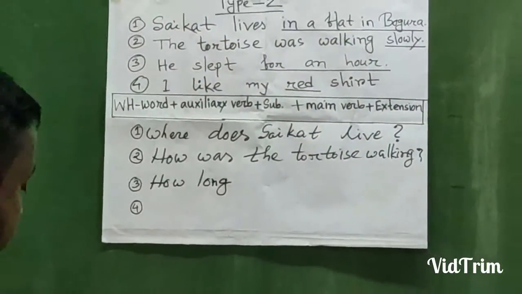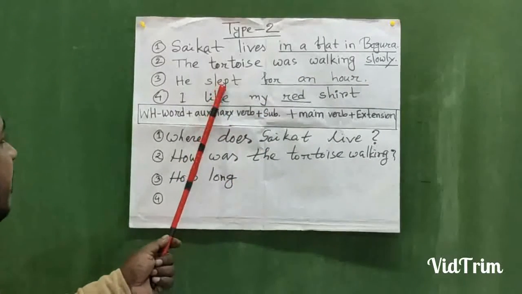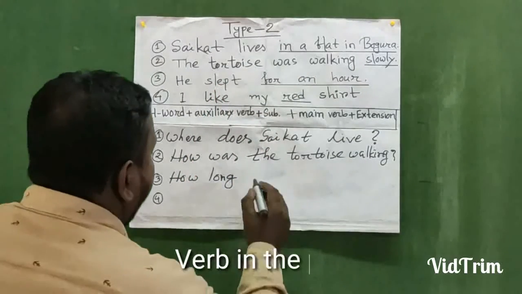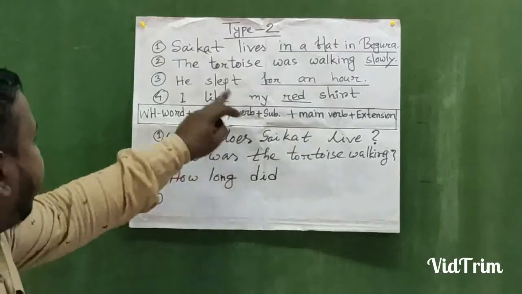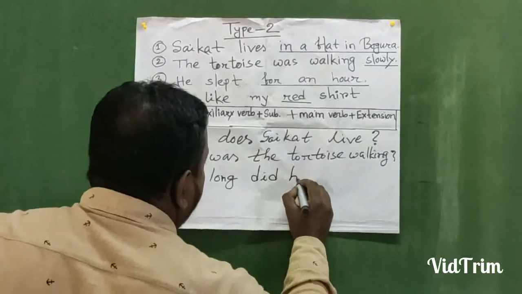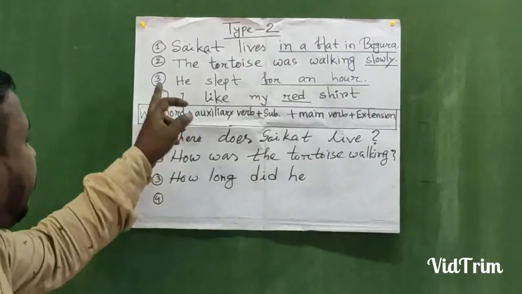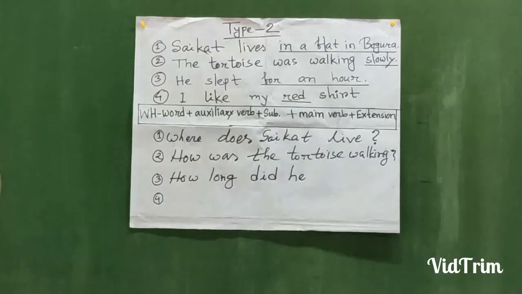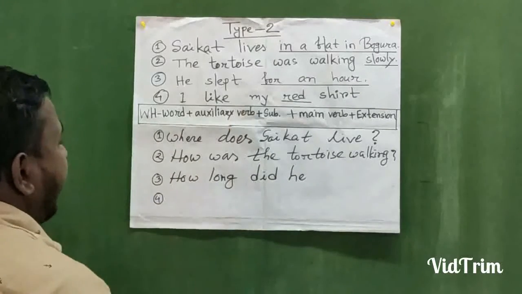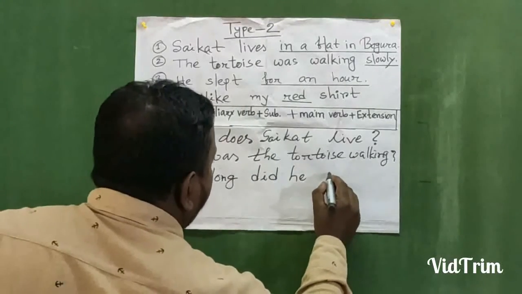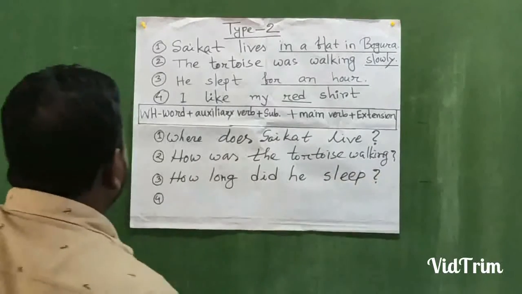Now it's the turn of the auxiliary verb, but there is no auxiliary verb in this sentence. So what will we do? Look at the main verb. It is in past form, so we have to use the auxiliary verb did. Now the turn of the subject, he. And we must write he with a small letter h because it is not the starting word. How long did he? Now we have did, so slept will go back to its base form, sleep. Question mark.